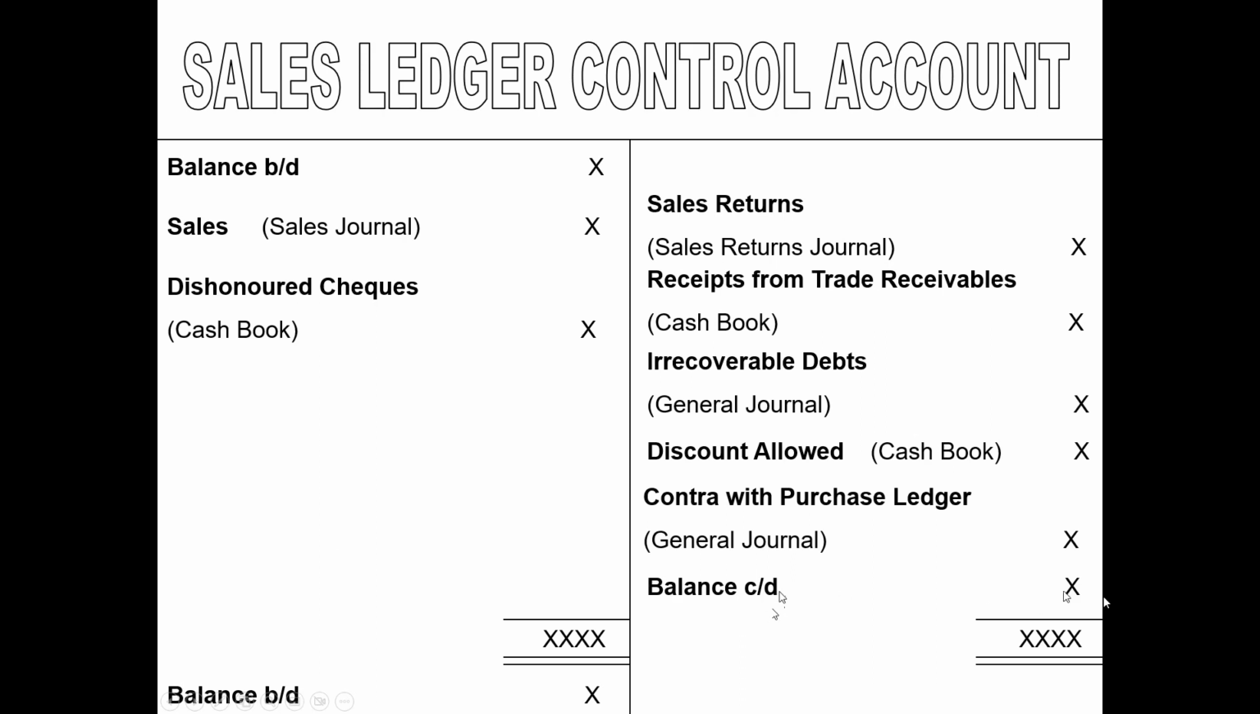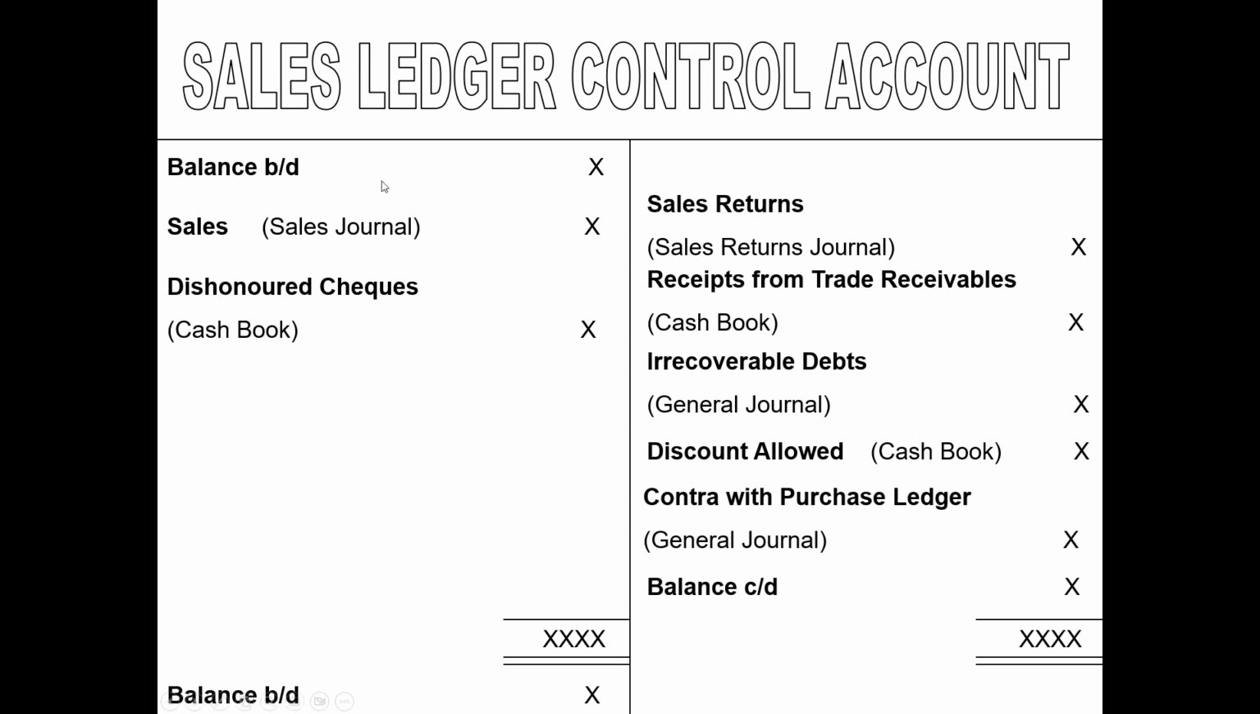Now, if there's a difference between what's on the sales ledger control account and the total of the individual receivables accounts in this case, then we know for sure that there's an error. It's not going to help us find that error, but it will, like the trial balance does, notify us that there are some errors present.